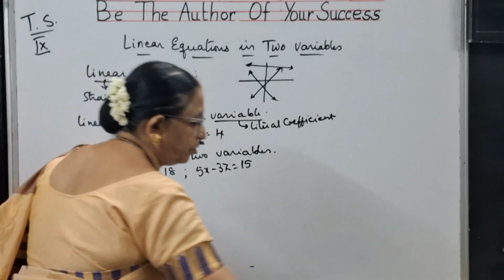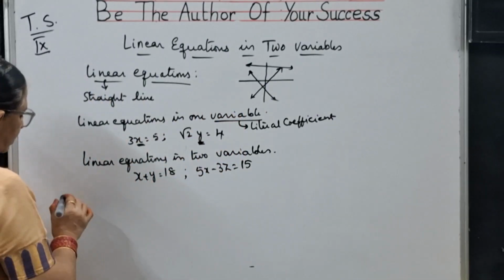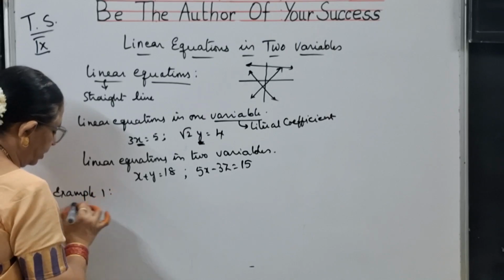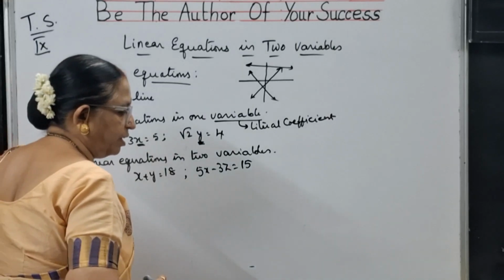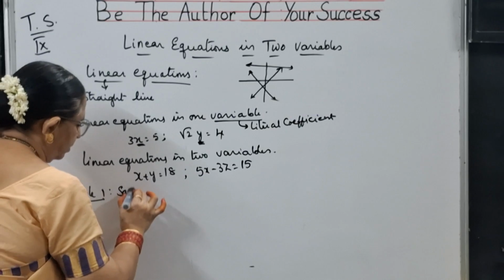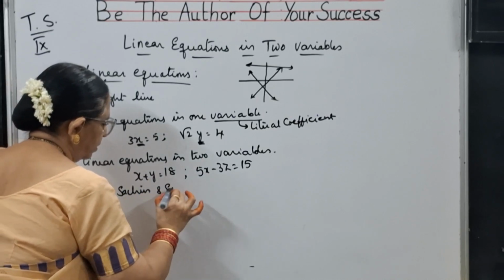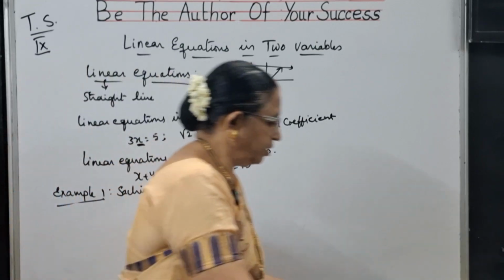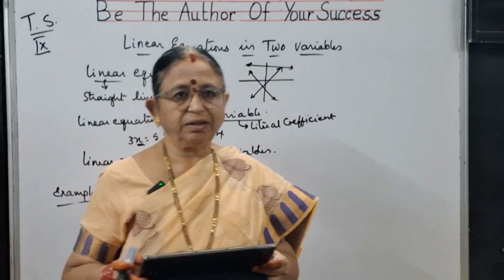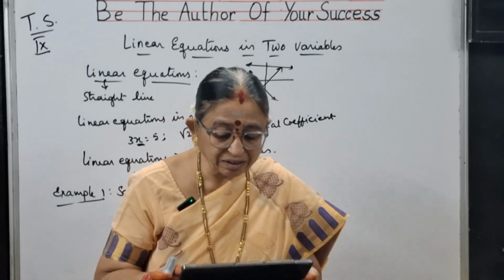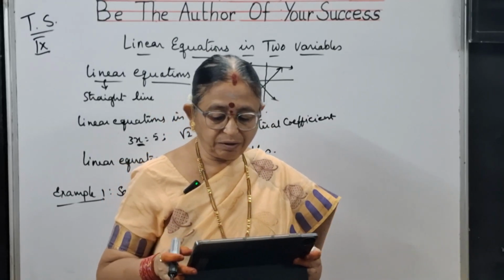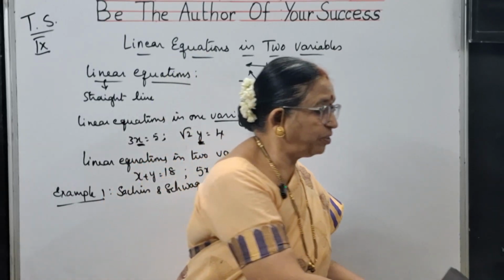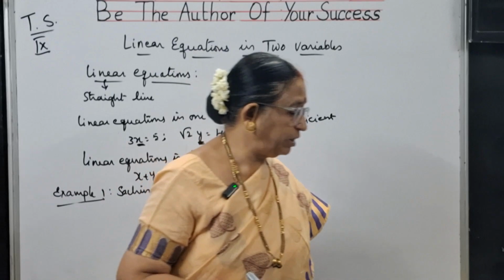We are going to learn this only: linear equations in two variables. Before we start our topic, example 1, children. Example 1 is Sachin and Sehwag. Let me read. Sachin and Sehwag scored 137 runs together. Express the information in the form of an equation. Both Sachin and Sehwag's total runs they made is 137.